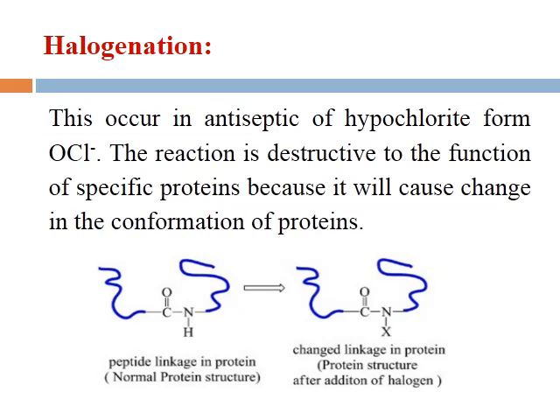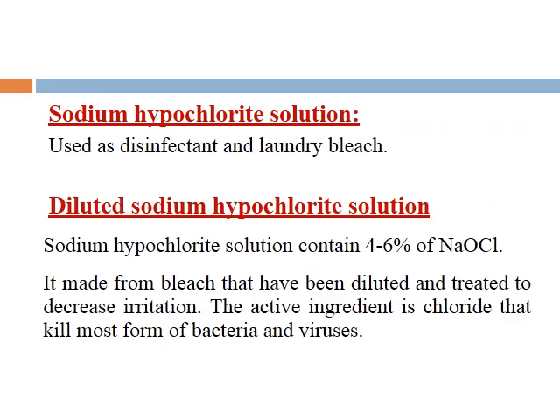The second mechanism of action is halogenation, and this occurs in antiseptics of the hypochlorite form. This reaction is destructive to the function of a specific protein because it will cause a change in the conformation of the protein, and this is the general mechanism of all our agents. Hypochlorite is used as a disinfectant and laundry bleach, and diluted sodium hypochlorite solution is made from bleach that has been diluted and treated to decrease the irritation. The active ingredient is chlorine that kills most forms of bacteria and viruses.